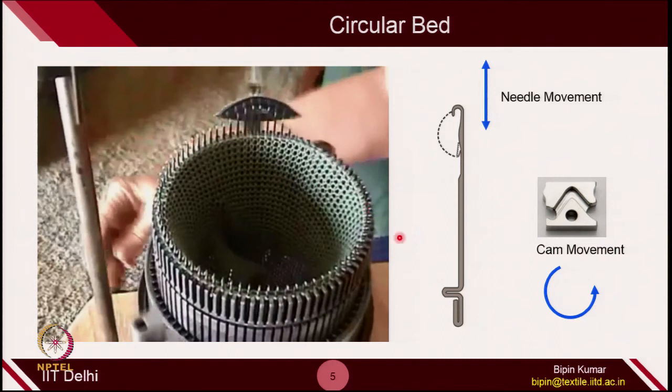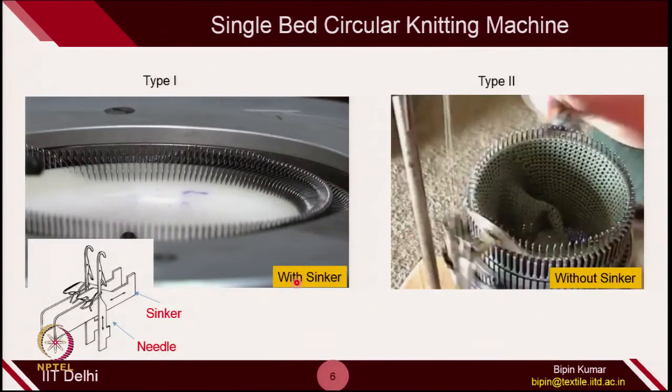Fundamentally, there are two different types in circular knitting also. In one of the circular knitting technologies we have the sinker element present, and in the other one, which you just saw in the video in the previous slides, it is without sinker.